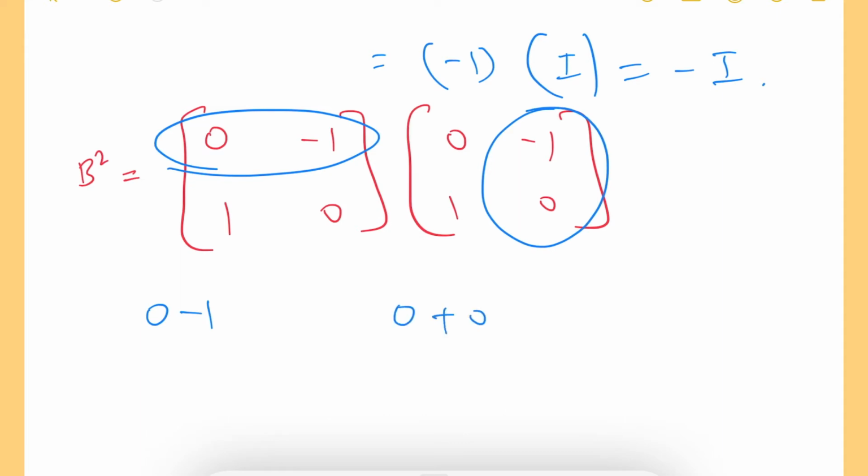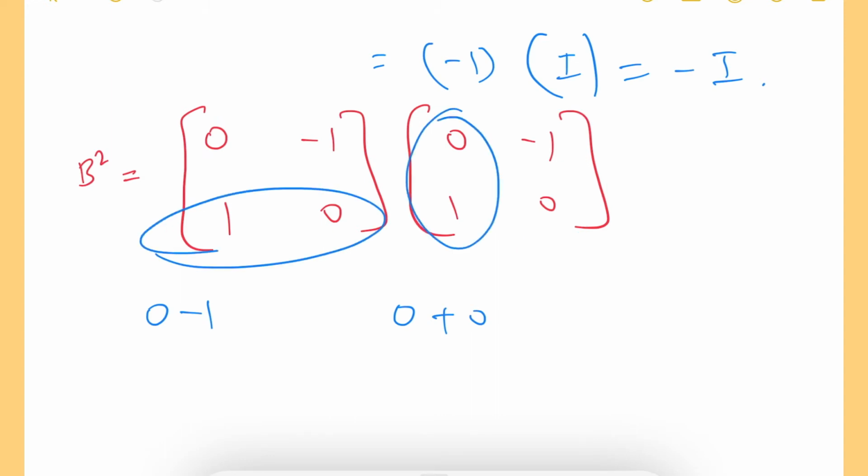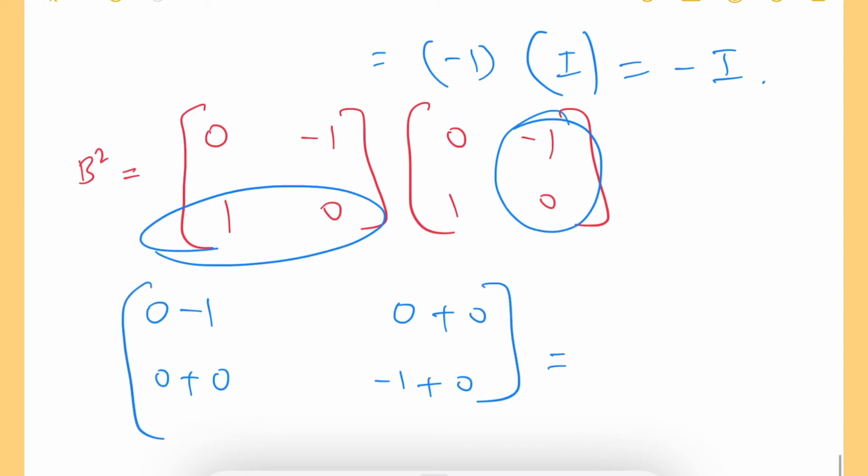First row completed. Now let's move to the second row. Second row multiplied with the first column: 1 into 0 is 0, plus 0, 1 is 0. Second column: 1 into minus 1 plus 0 into 0 is 0. So if we simplify this, we get [0 minus 1, minus 1; 0 plus 0, 0; 0 plus 0, 0; minus 1 plus 0, minus 1].